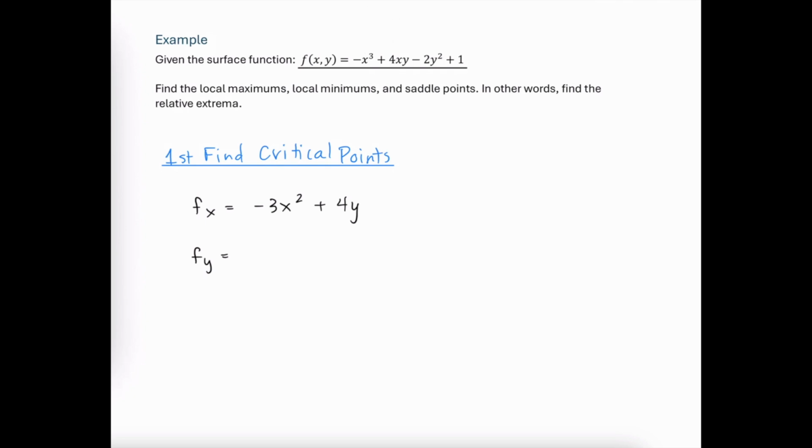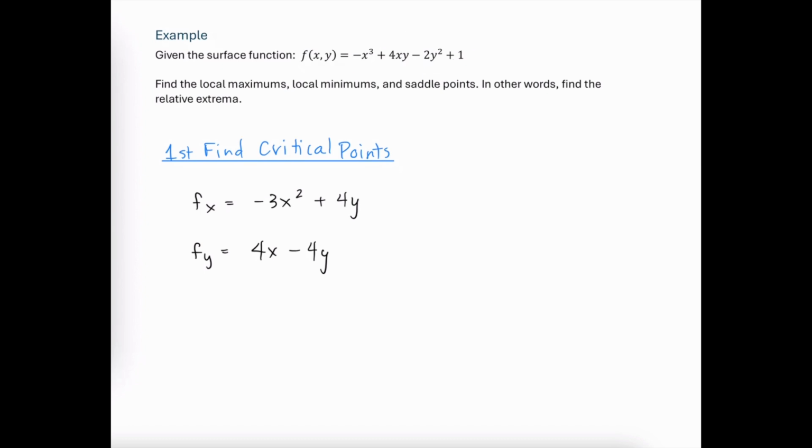And now the first partial with respect to y, this term goes to 0. 4 and x are now the constants on this term, so the derivative is just going to be that constant multiple. With respect to y, the derivative here will be negative 4y to the first power, and the derivative of this is just 0 as well. So to find our critical points, we're going to set both of these equal to 0, and then find the xy ordered pairs that solve this system of equations.